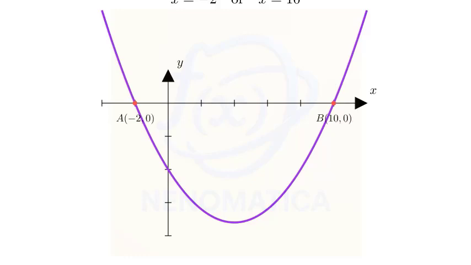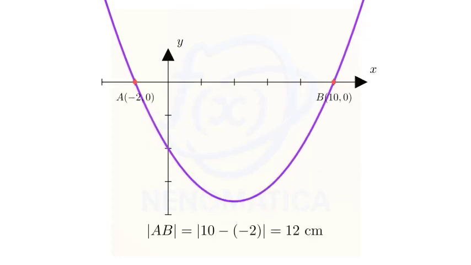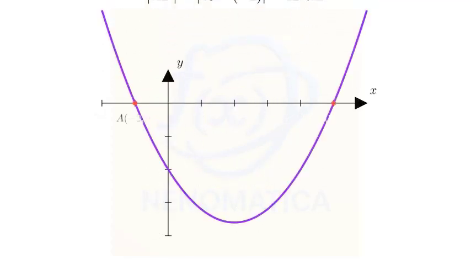Part B. If x is measured in centimeters, the length of AB is the absolute difference between the x-coordinates. So, the absolute value of 10 minus negative 2 equals 12. Let's show that on the x-axis as a measurement of 12 centimeters.